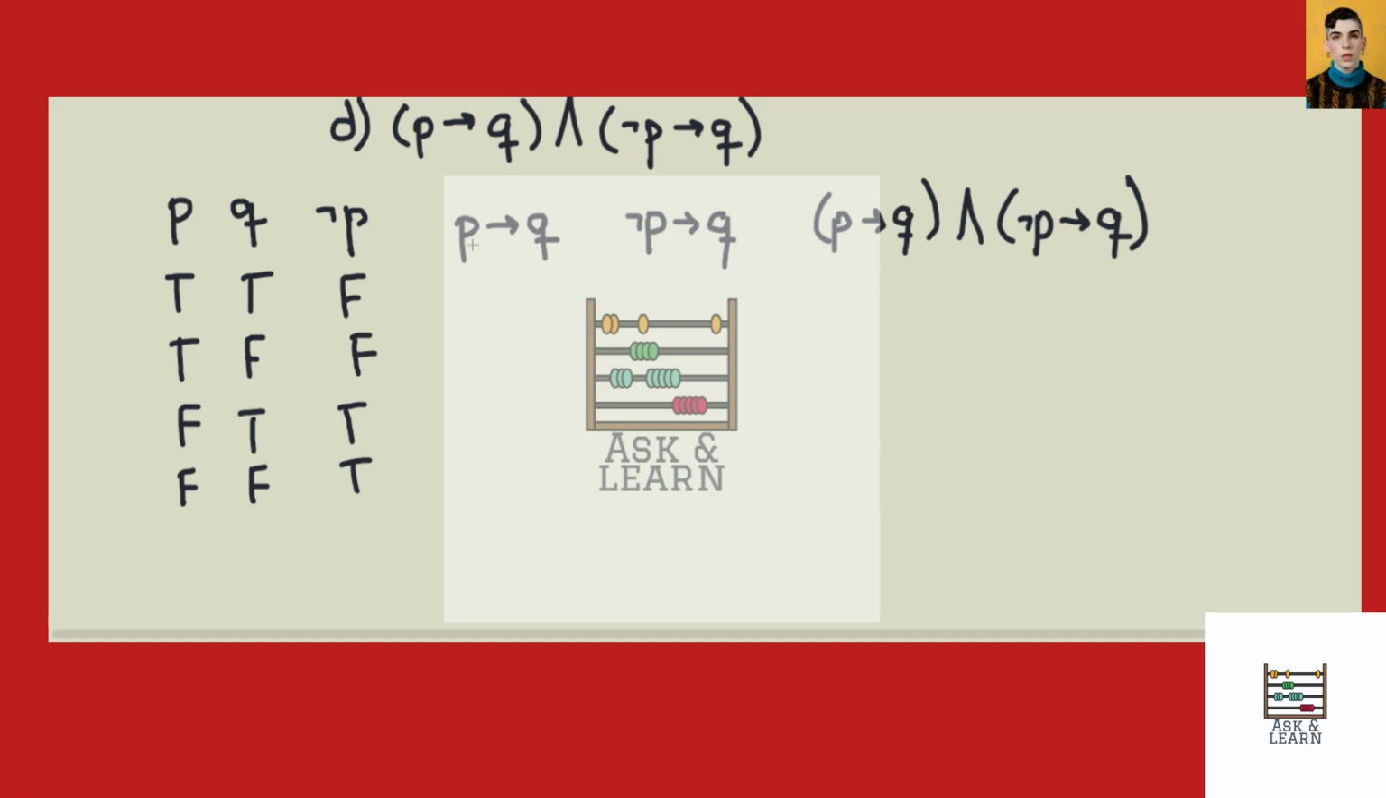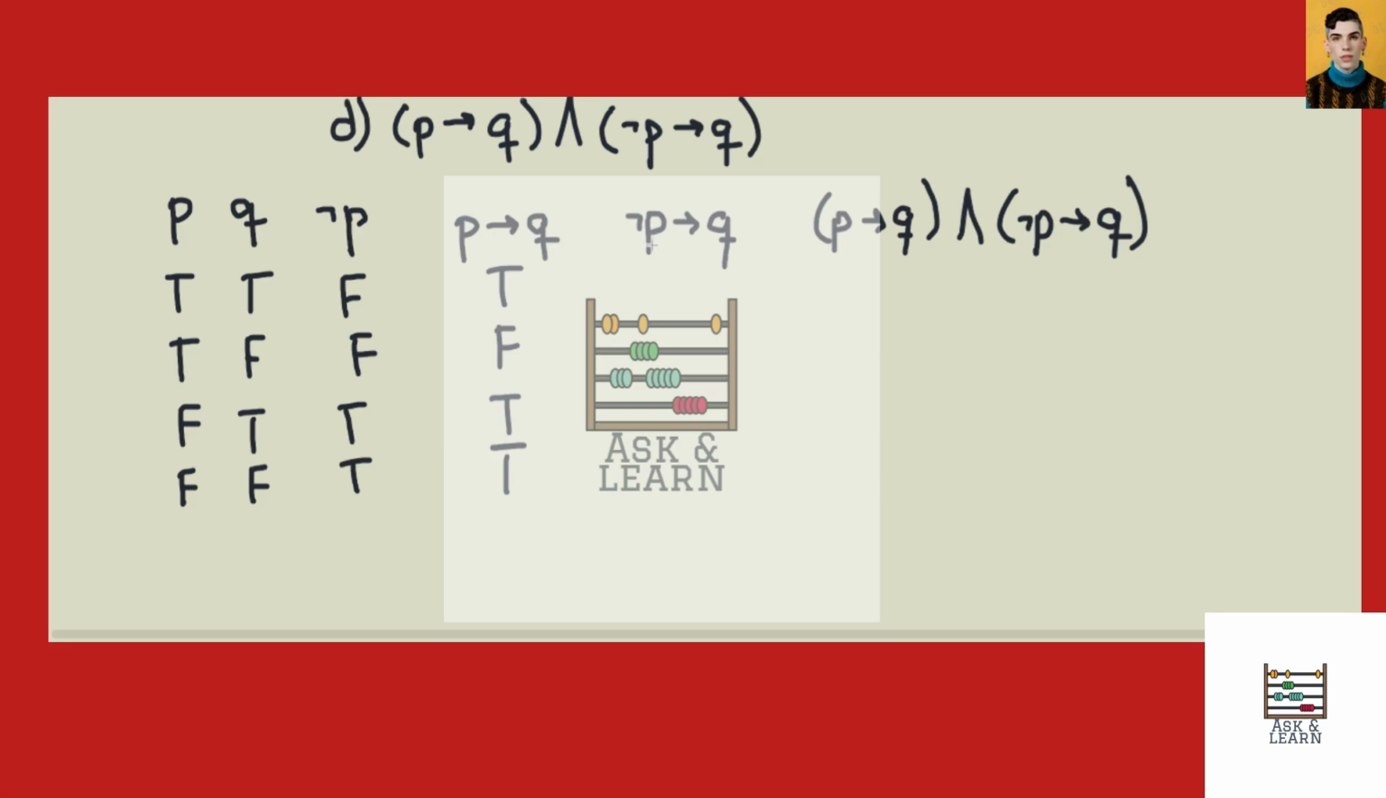So this first one, again, if the first proposition is true and the second one is false, then it is false. Anything else, it's true. So we're looking at the first and second columns. The first row is true, true, so that's true. True, false, so that's false. False, true, that's true. False, false, that's true.